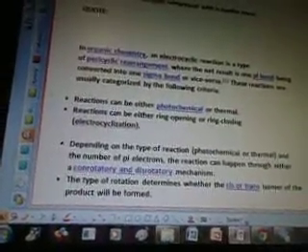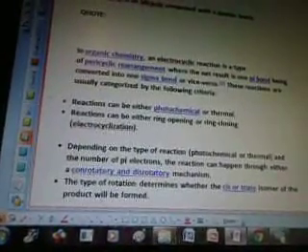These reactions are usually categorized by the following criteria. Reactions can be either photochemical or thermal. Reactions can either be ring opening or ring closing, electrocyclization. Depending on the type of reaction, photochemical or thermal, and the number of pi electrons, the reaction can happen through either a conrotatory or disrotatory mechanism. The type of rotation, again, keyword is rotation here. The type of rotation determines whether the cis or trans isomer of the product will be formed.